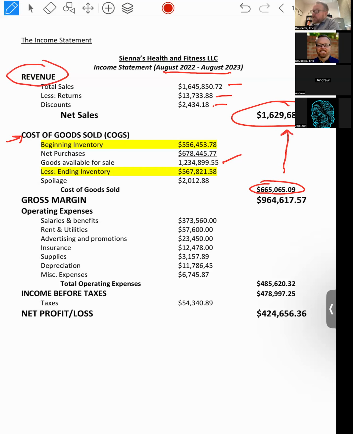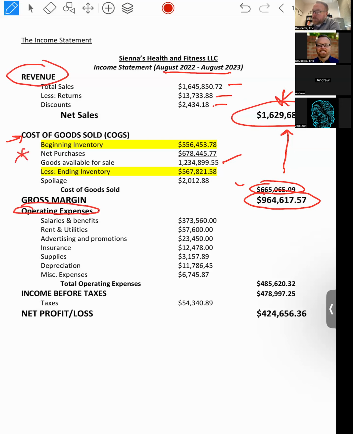So if I deduct those two, then I call that my gross margin. So after I take my net sales and I subtract all of my cost of goods sold, it gives me a gross margin of $964,000. So that's what I made before my operating expenses. And that's the next category you see in an income statement. We also have operating expenses. These are what you might call your fixed costs.